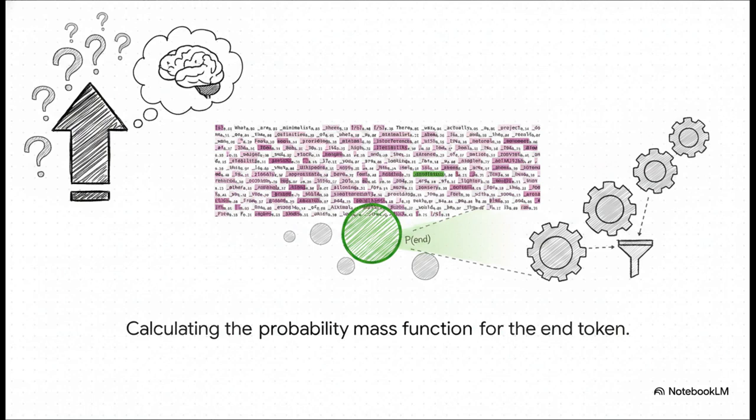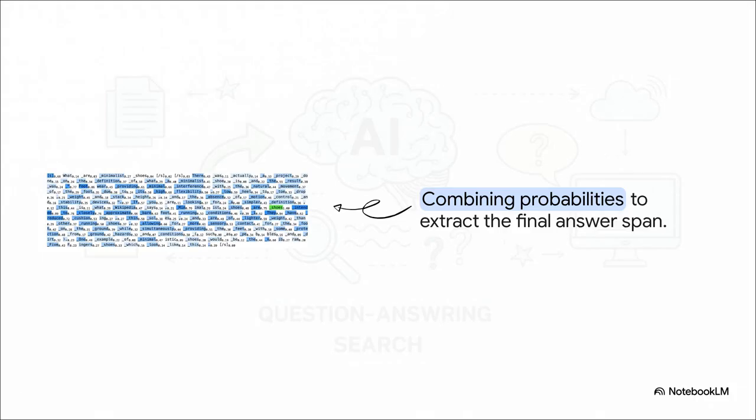Now, it's hunting for the end of the answer. In this visual, you can see the highest probability, marked in green, lands squarely on the word conditions. So, by mathematically combining those start probabilities from the first pass and the end probabilities from the second pass, the AI effectively highlights the exact span of text.